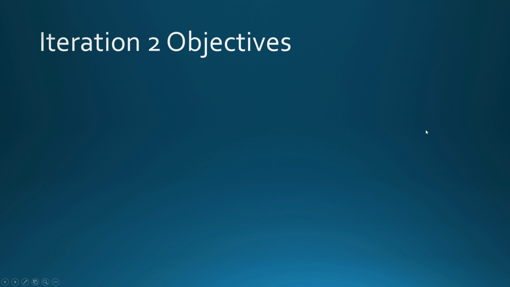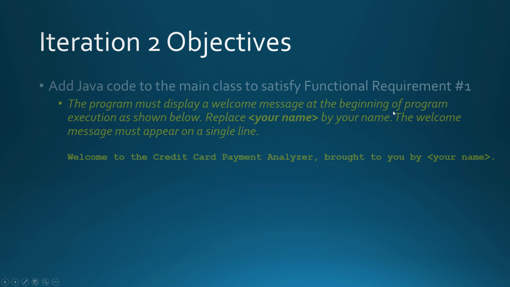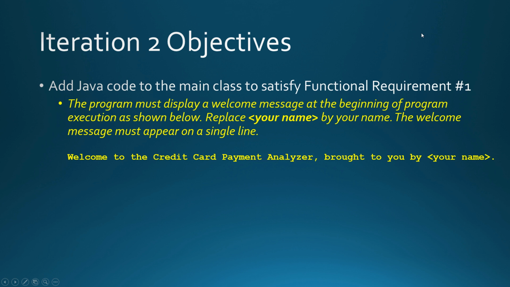In iteration 2 of the tutorial, we will have the following objectives. We're going to take our iteration 1 code and expand it just slightly. We're going to add Java code to the main class to satisfy functional requirement 1. And in functional requirement 1, we are asked to have the program display a welcome message.